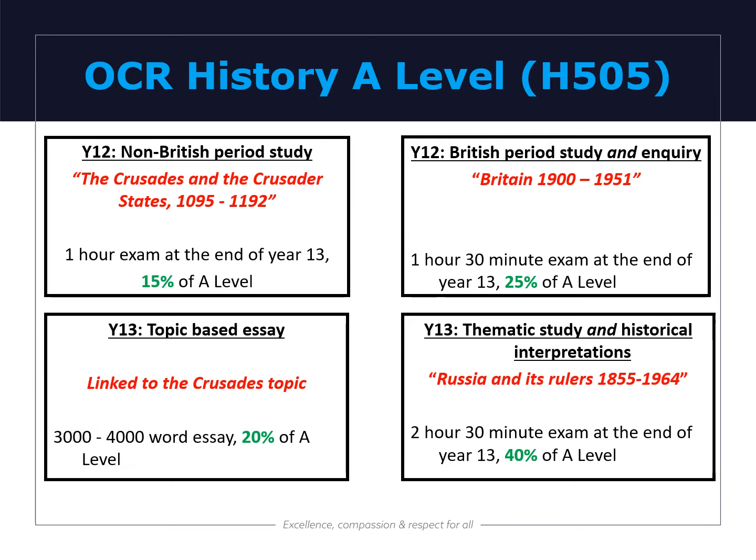The other thing to notice by looking at these blocks is that not all of these are equal. The combined weight of the Crusades side of the course, if you look at the exam and the coursework, is 35% of your A-level, and then on the other side 25% for your British and 40% for your Russia. So three of those units are assessed via exams at the end of Year 13, the non-British study, the British study and the thematic study. And of course, as I said before, the coursework unit is assessed differently and internally marked. Okay, hope that's useful.